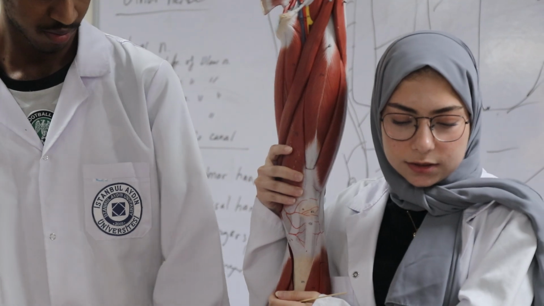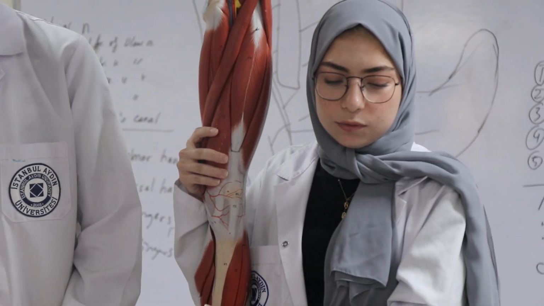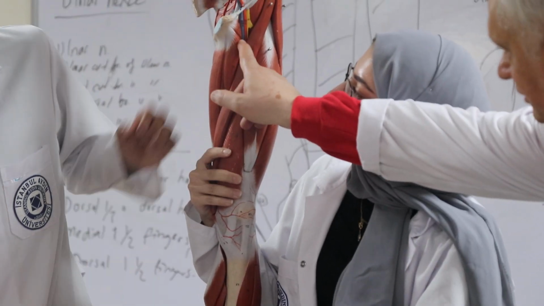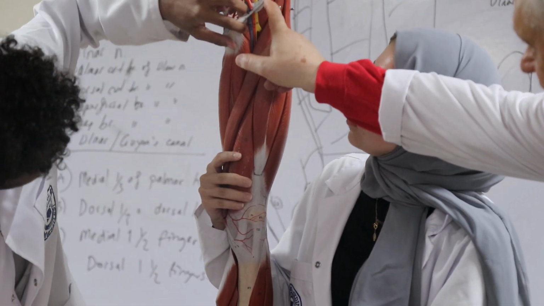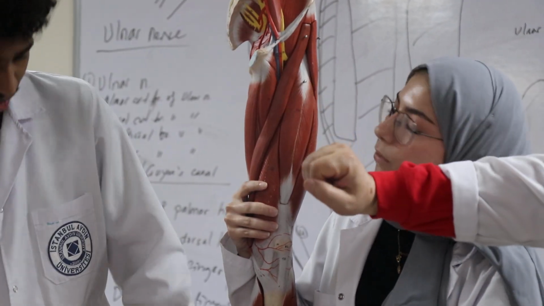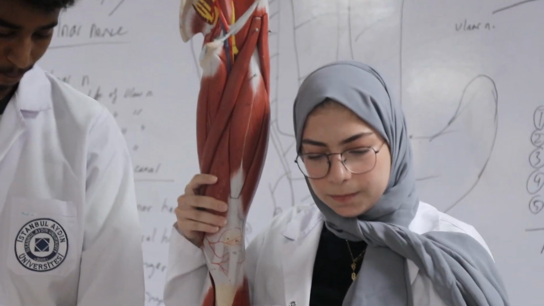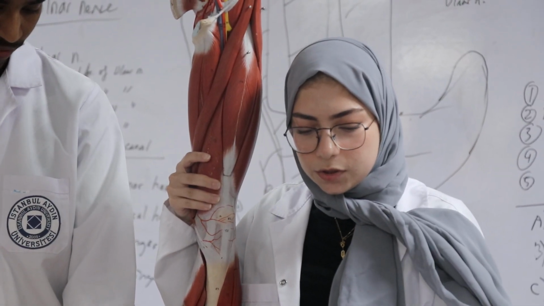The floor is formed by the adductor longus, pectineus, and the iliopsoas. So this is the adductor longus here. Pectineus. This is the pectineus, and this is the iliopsoas. From lateral to medial, we have the iliopsoas, pectineus, and adductor longus. Good. Okay, so the contents.